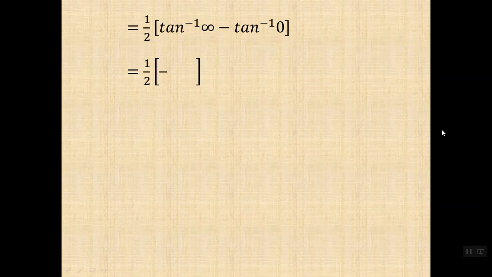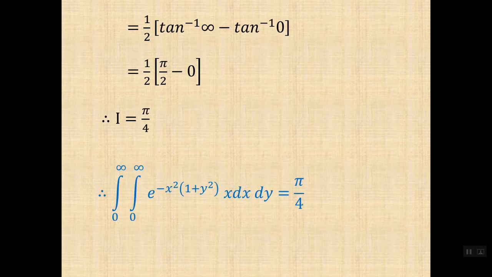Put the limits now. It becomes 1 by 2 into tan inverse of infinity minus tan inverse of 0. Next stage, tan inverse infinity is pi by 2 and tan inverse of 0 is 0. So the next step will be 1 by 2 into pi by 2 minus 0. After simplification, you will get I equal to pi by 4. This is the answer of your given integral.